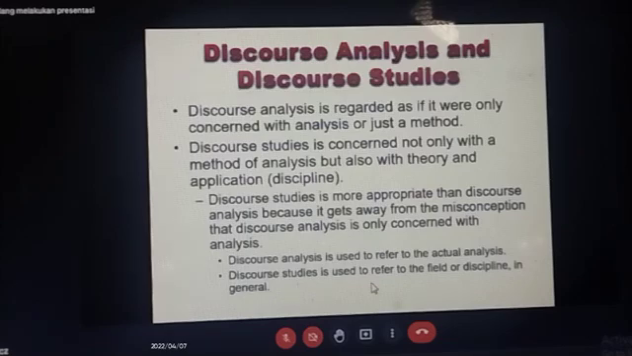But actually, discourse analysis is also concerned with theory and application. But in some ways, discourse analysis is a method, a method to understand how language and context happen, and how we try to understand language in context. It is possible to analyze the language that happens in society, to know the meaning and to know the function.